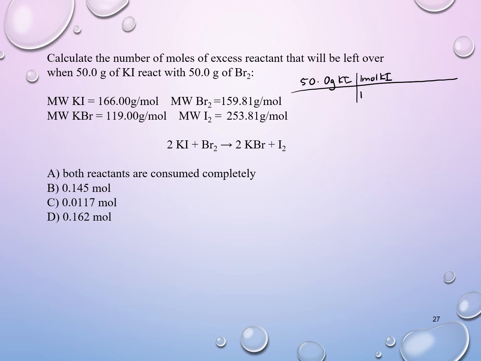is 166.00 grams of KI. And then the mole-to-mole ratio is, in this case, 2 moles of KI to 1 mole of Br2.